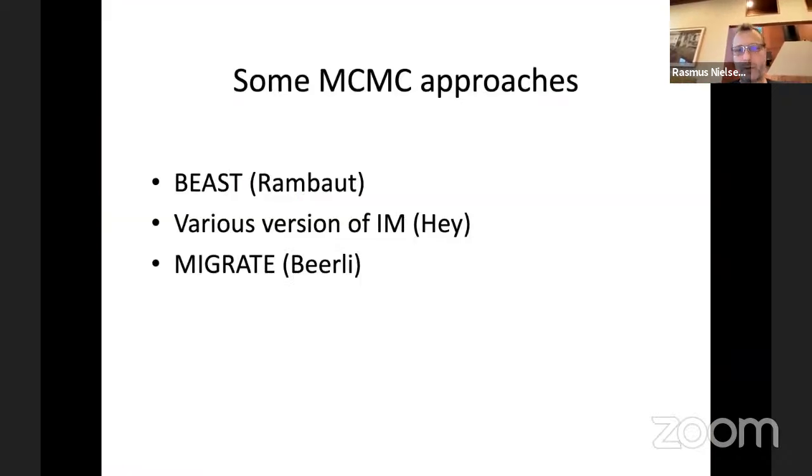Now, what you're doing here with MCMC, with these approaches, is that you integrate over a tree.